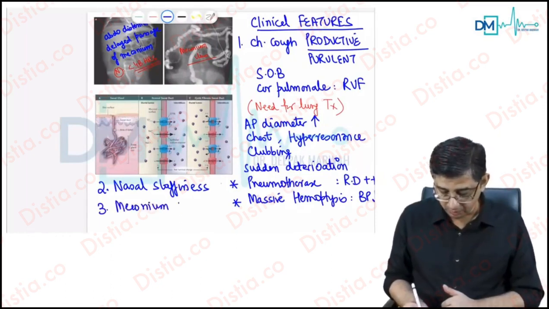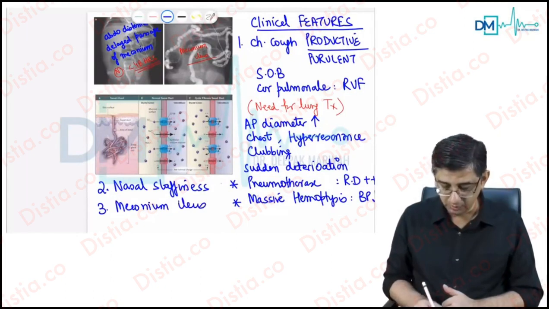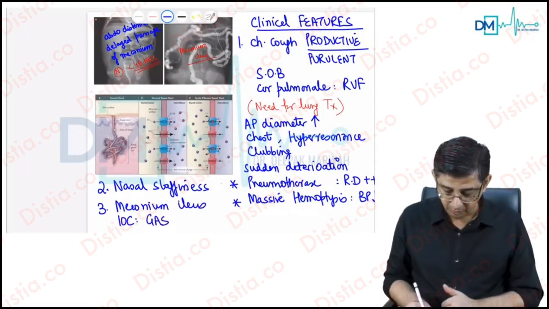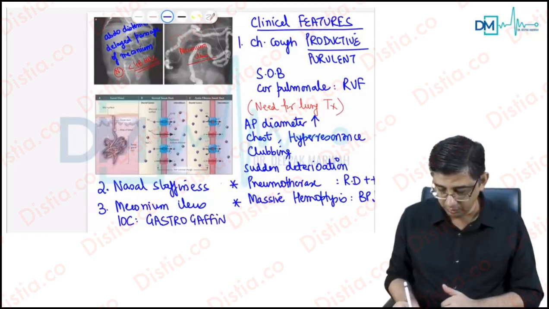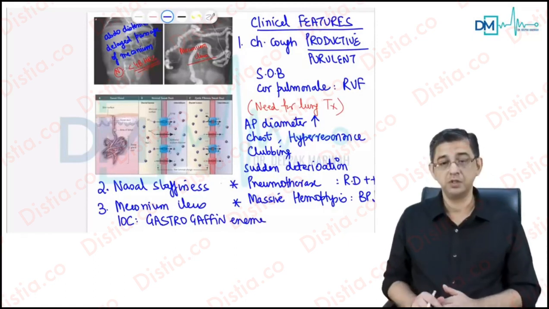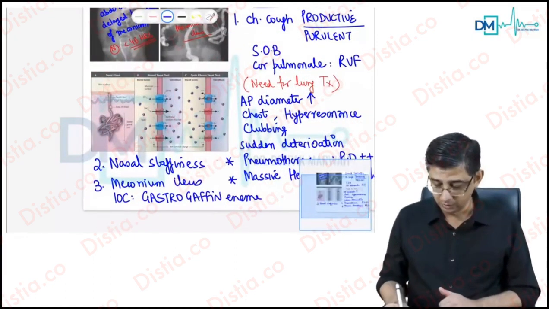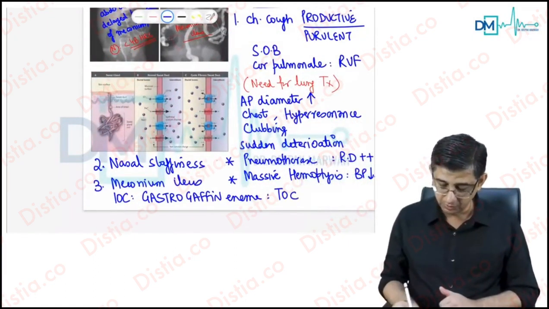In the exam, he can ask you regarding what is the investigation of choice for meconium ileus. Do not answer a barium enema, which can cause water intoxication. So in little babies, we do a gastrografin enema. If he says, what is the treatment of choice for this condition? The treatment of choice for this condition is also gastrografin enema.